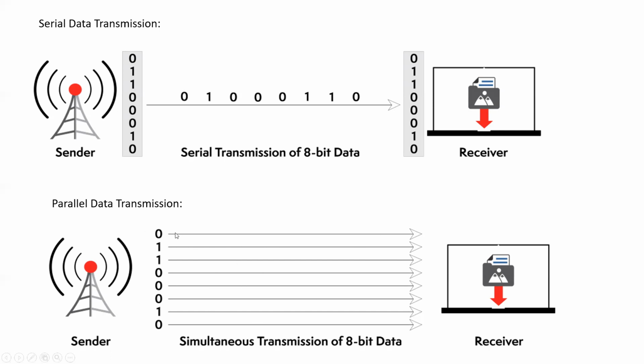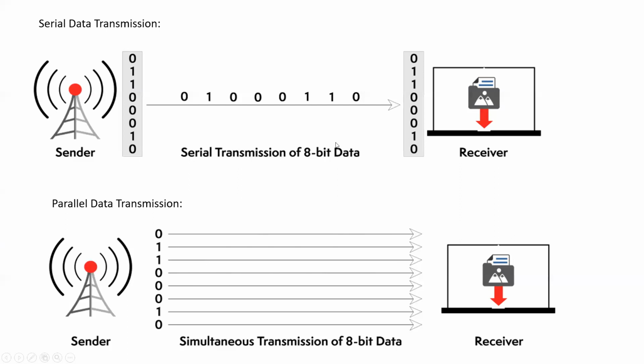This is the fastest method of transmission of data. How is it the fastest? Because at the same time we are transmitting 0 as well as 1 as well as 1. All bits are transferring at the same time, so this is the fastest method. But as we require more connections, it is expensive. We require several wires for connecting the sender and receiver. So that is parallel data transmission.